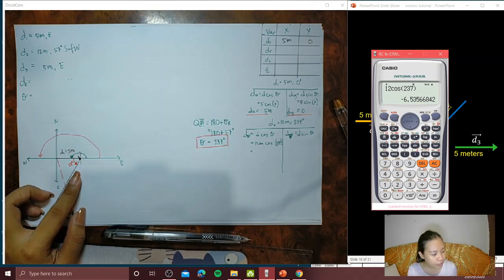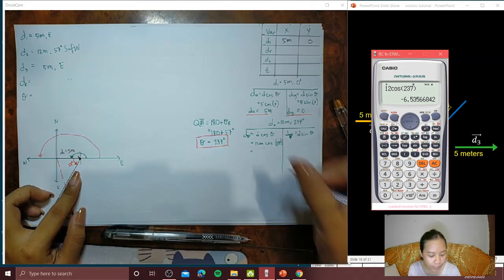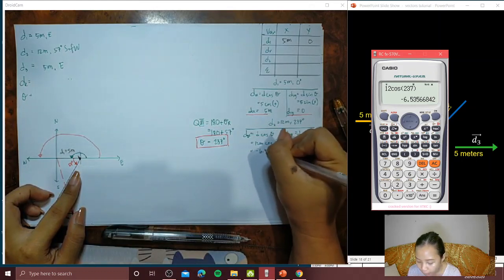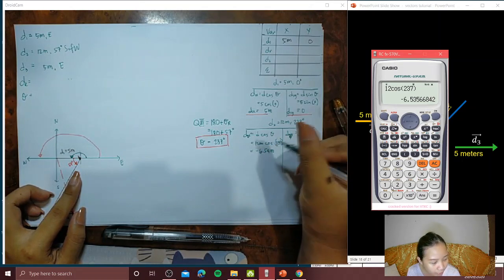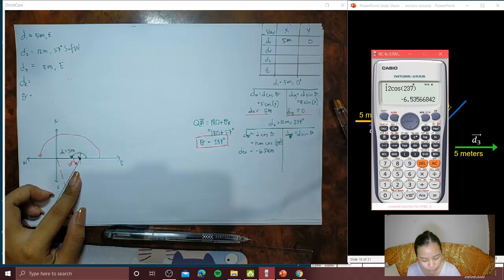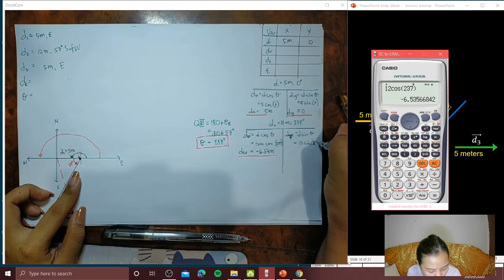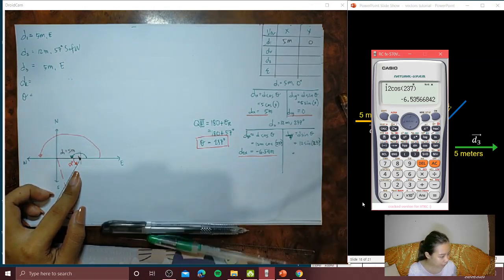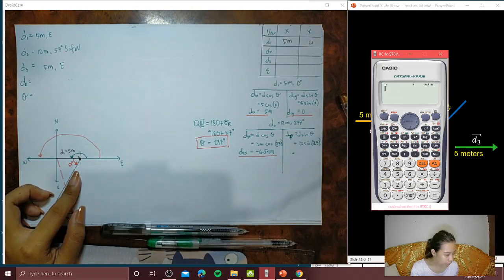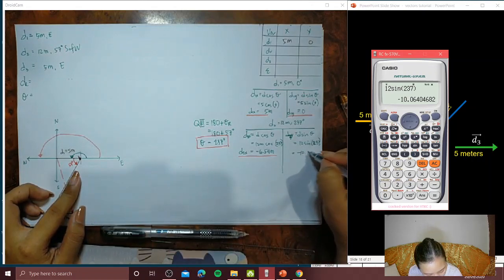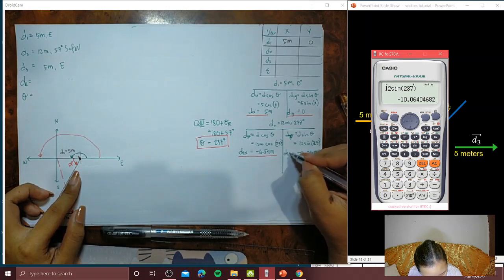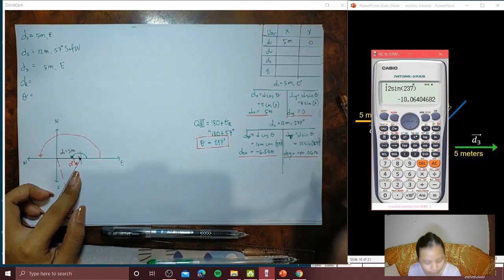Okay, so we have negative 6.54 meters. Ayan, that's for our D2X. So, underline lang ni Miss para makita nyo. Okay, next. We have here 12 sine 237 or 237 for the angle. Ayan, so we have here, pila na siya. So, we have 12 sine 237. Okay, that's negative 10.06 meters. So, that's for the D2Y. Okay. So, there you have it.